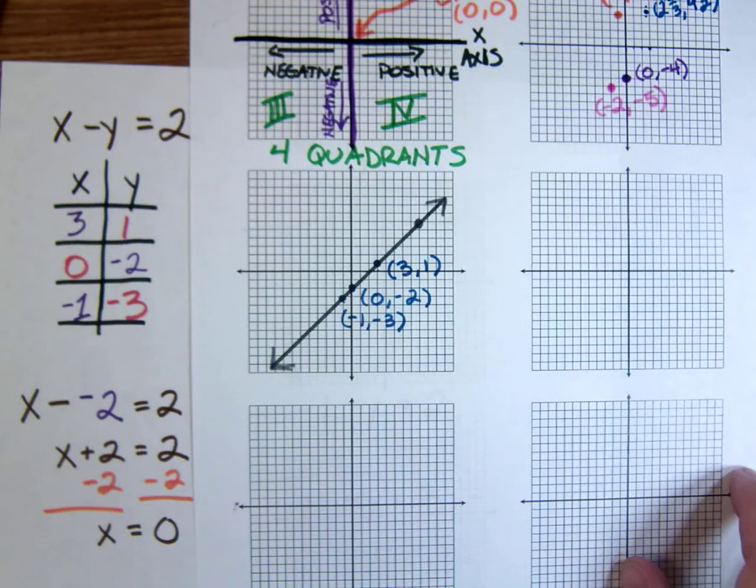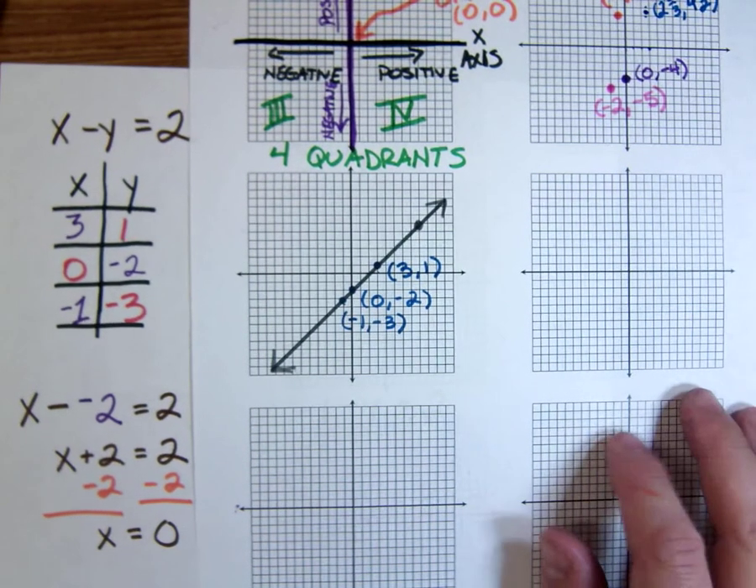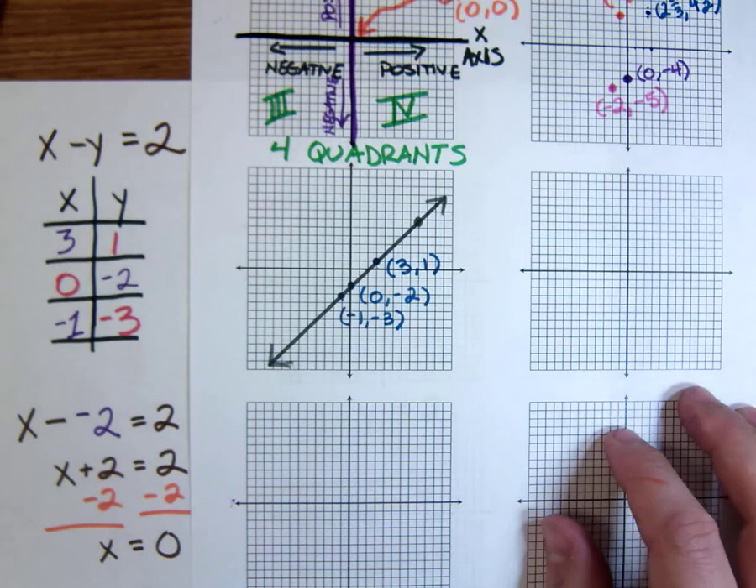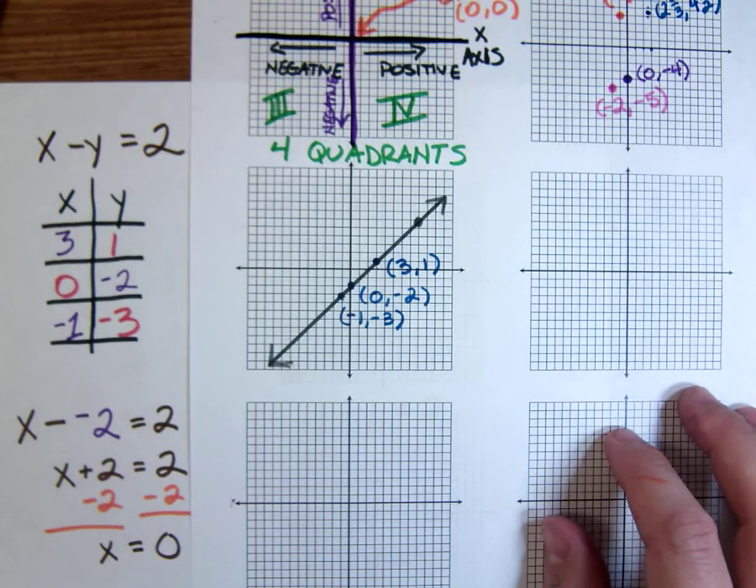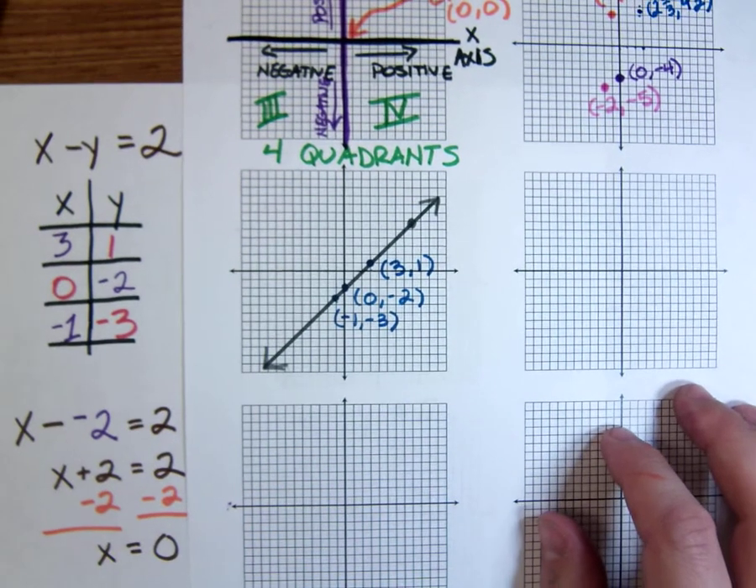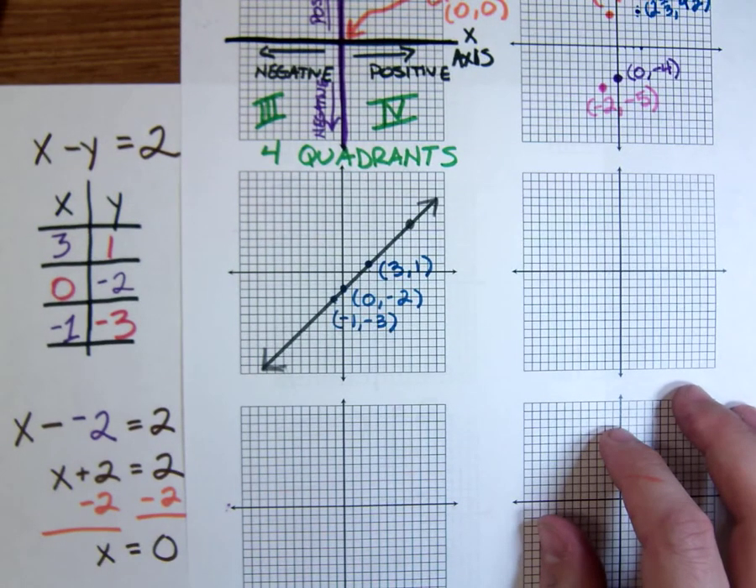Will they give you the graph and then say, is this a solution or not a solution? Sure, you could. You could get the line and say, is (0, -2) a solution? If (0, -2) is on the line, the answer is yes, it is. And if (0, -2) is not on the line, the answer is no, it's not.